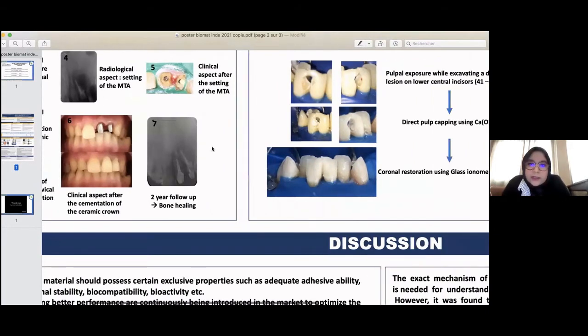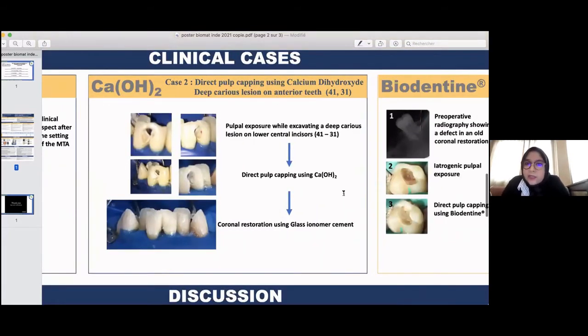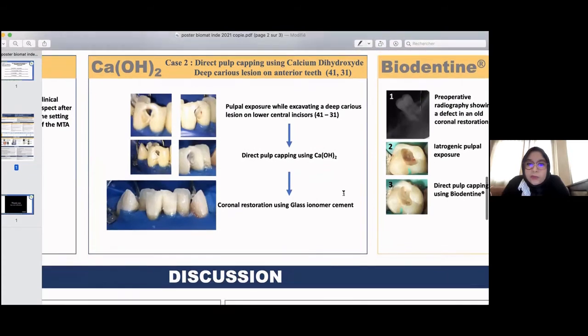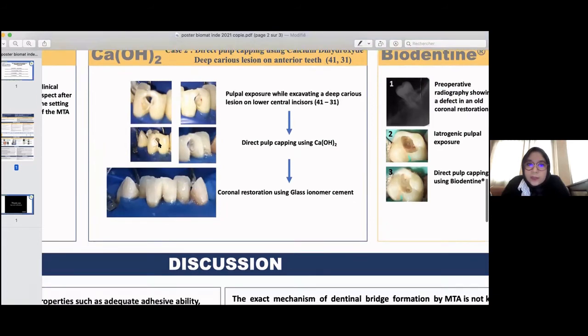The second case is about a direct pulp capping using calcium dihydroxide. The case is a deep caries lesion on anterior teeth. While performing the excavation, we had accidental pulp exposure. Then we proceed to its capping. We cap this exposure with the previous material, which is the calcium dihydroxide.